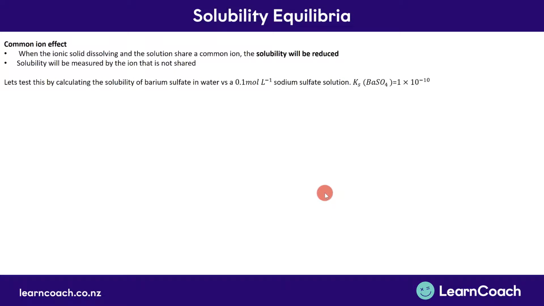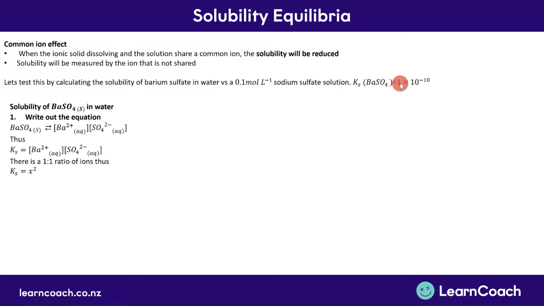So hopefully I didn't lose you there, but let's work through another example to solidify our knowledge. So what we're doing is we're calculating the solubility of barium sulfate in water versus the solubility of barium sulfate in a 0.1 mole per litre sodium sulfate solution. The Ks of BaSO4 is 1 times 10 to the negative 10. So let's start by doing it in water.